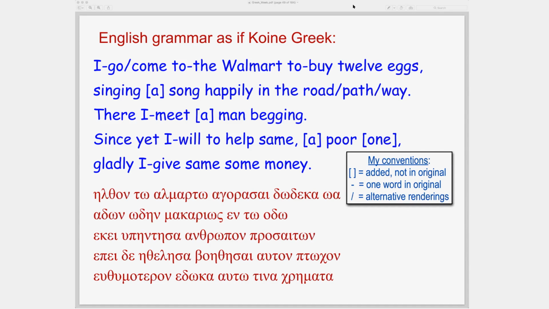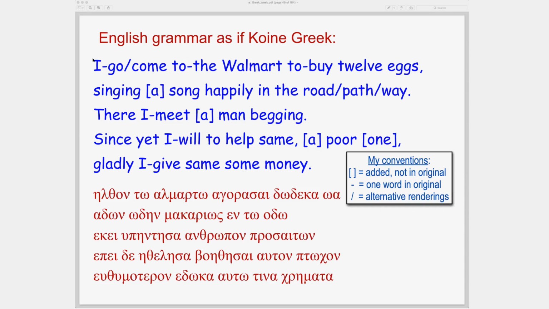So how would we say the same thing in Koine Greek? Now, before we do that, I want to point out some conventions that I use. And one is that in the little box here, I'm going to use square brackets to denote a word or phrase that's not in the original language.